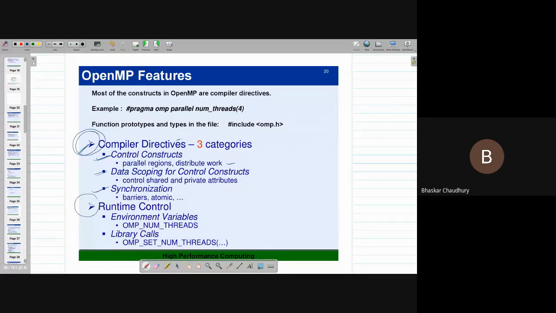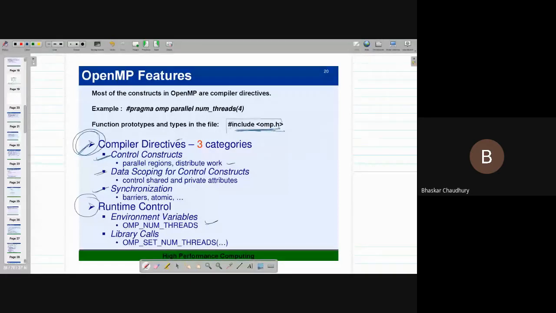The second point is the runtime control. Using this, you can set the number of threads. This is the environment variable, like how many threads to be used, and then there are other things, like if you want to know which thread it is, you can do that too. We have to use this header file. Always remember to include the header file because most of the functions are in this file.